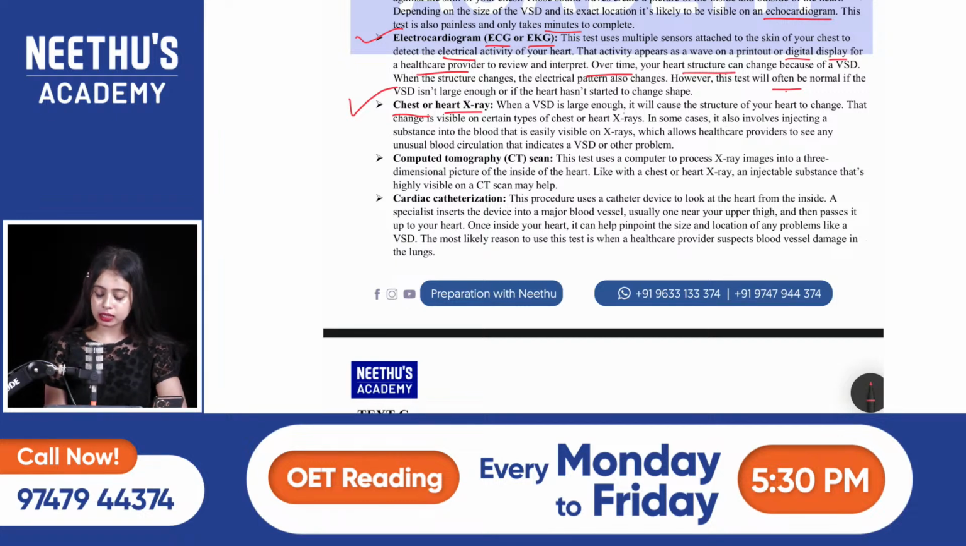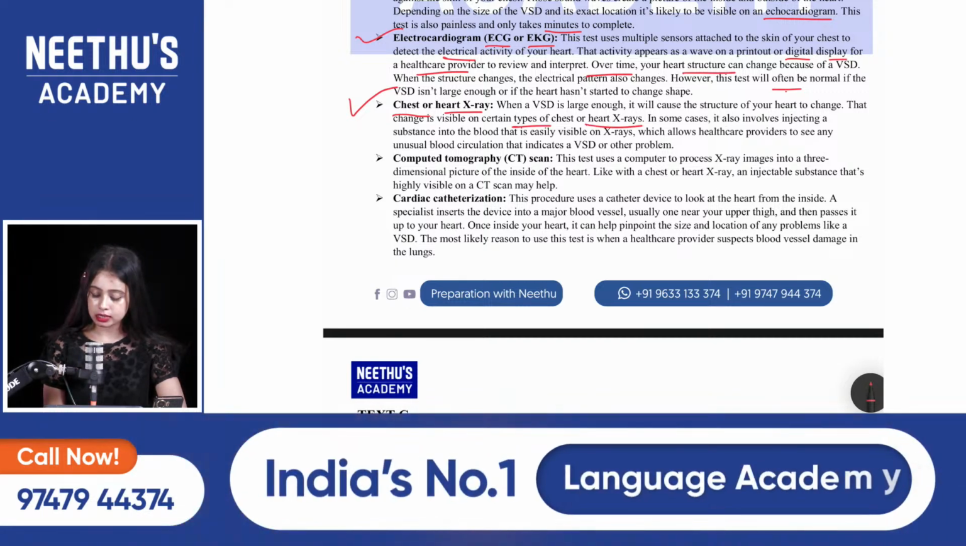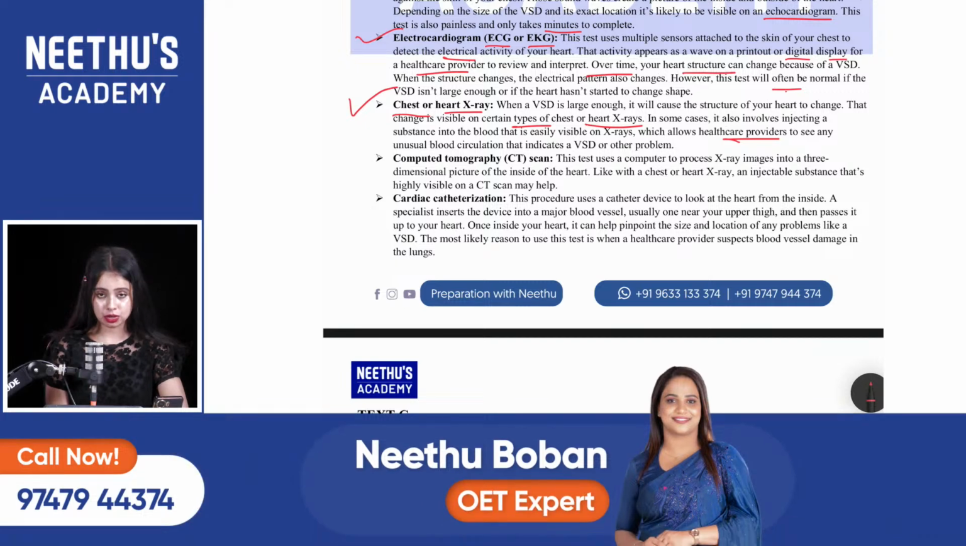Then the next one, chest or heart X-ray. When the VSD is large enough, it will cause the structure of your heart to change. That change is visible on certain types of chest or heart X-rays. In some cases, it also involves injecting a substance into the blood, and that is easily visible on X-rays, which allows healthcare providers to see any unusual.